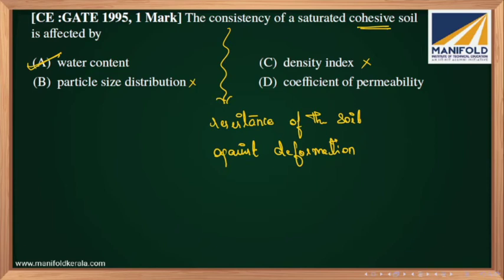Coming to the coefficient of permeability, it is a completely different property. It is the ability of the soil to allow water to pass through it, nothing but permeability. So it doesn't have anything to do with the resistance against deformation. Only water content alone changes the strength of the soil. The consistency of a saturated cohesive soil is affected by water content alone.